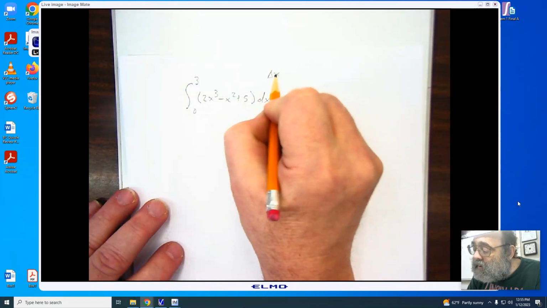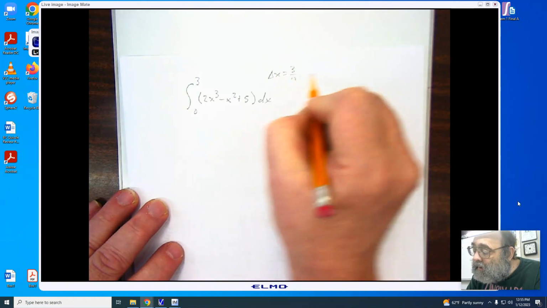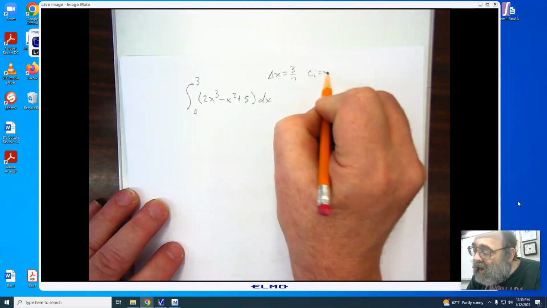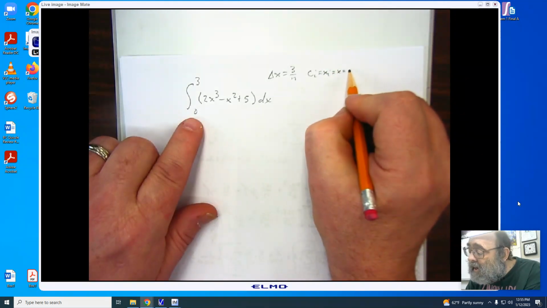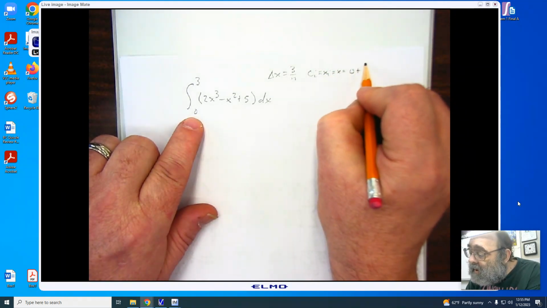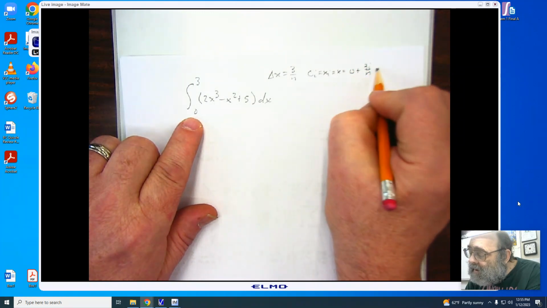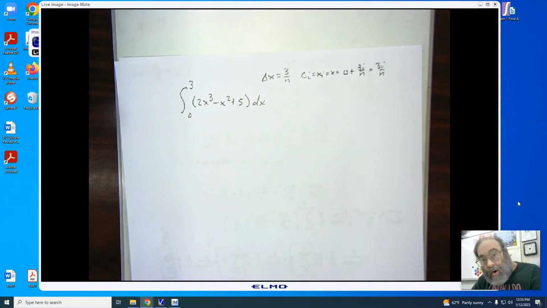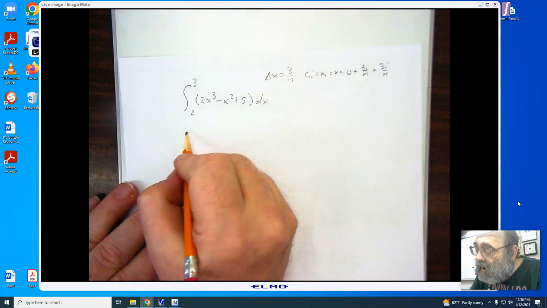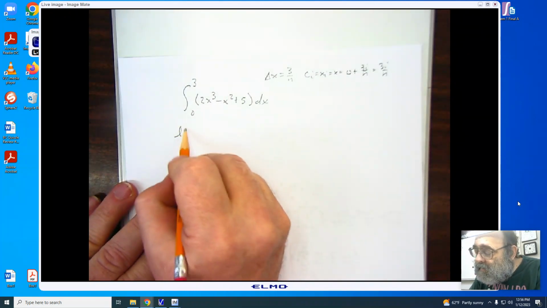Our delta x is simply 3 over n. Our c sub i, or x sub i, equaling the x that we're working with, is going to end up being 0 plus 3i over n, which is just 3i over n. Notice, we no longer have a binomial, and we are freed from that distribution process. So now we're going to go ahead and put it together as the limit.